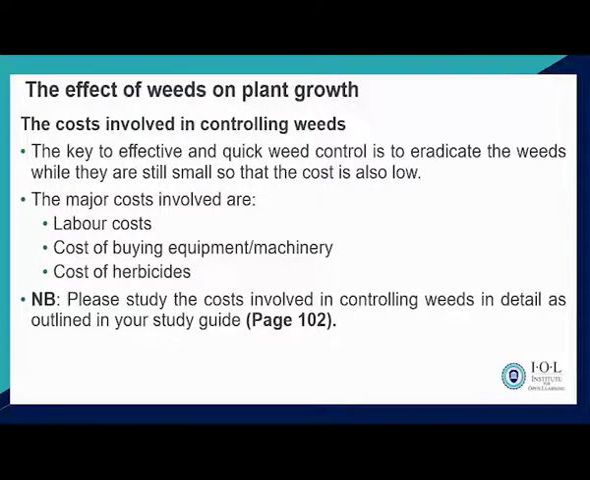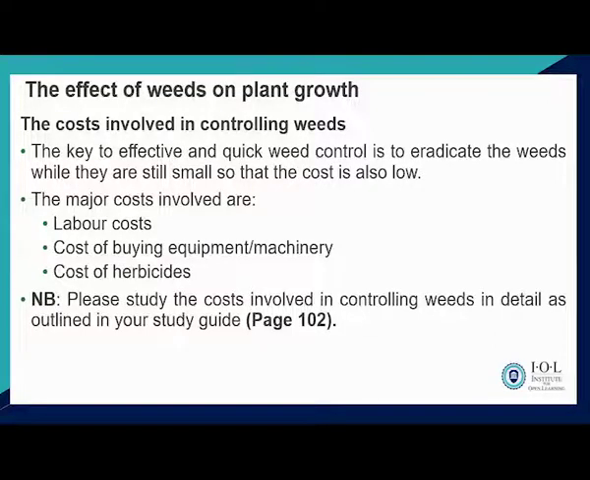Okay, you need people to be in the fields weeding. So there are labor costs, the cost of buying equipment or machinery, in case you are not a labor-intensive enterprise, and also the cost of herbicides. So these are the three major costs involved in weed control: labor costs, the cost of buying equipment or machinery, as well as the cost of herbicides.